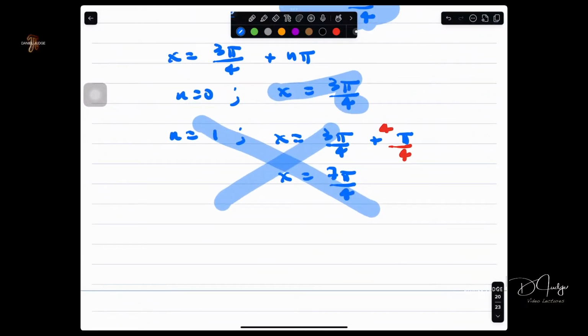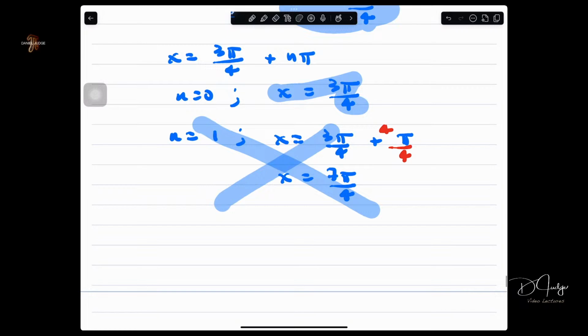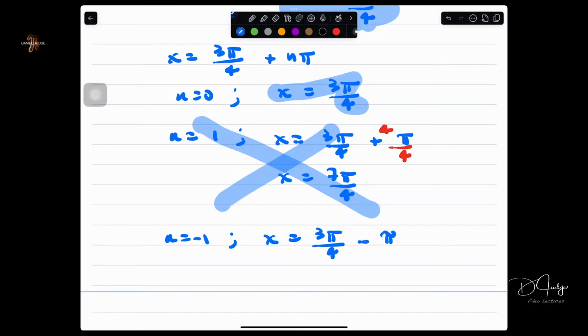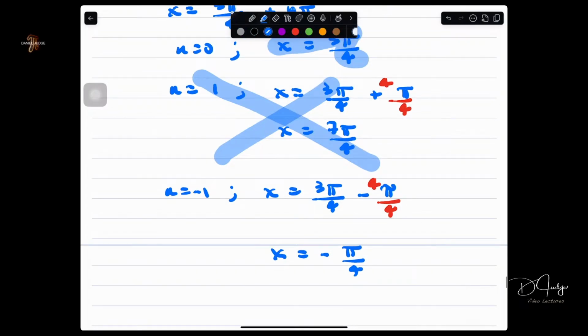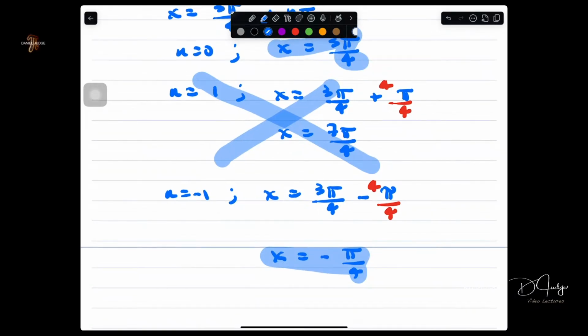Three pi over 4 plus n pi. Now we're going to let n be -1. We get x equals 3 pi over 4 minus pi, which is 4 pi over 4. x is negative pi over 4, and that is in the interval.